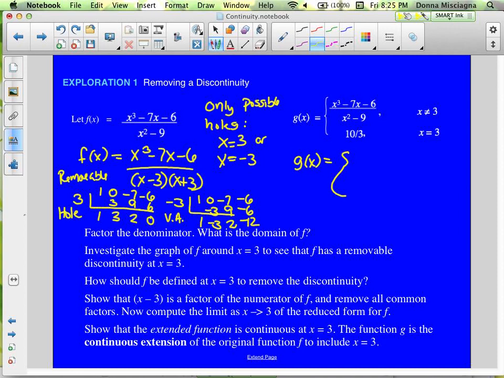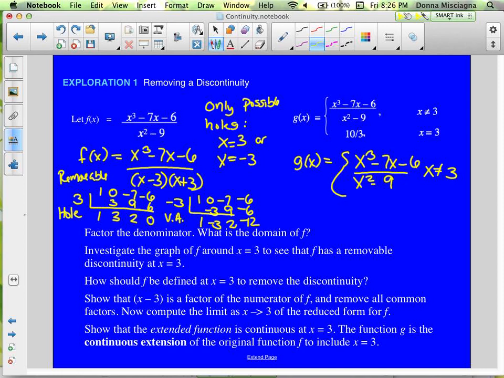Sorry about that. So we're not going to be canceling things out because that will change our original function. The only thing we're changing is that we're adding one new piece to fill in the hole. Matter of fact, that piece is literally a point to fill the hole. So this is just going to stay x cubed minus 7x minus 6, and this is going to stay x squared minus 9. But we're not going to use the hole, so when x is not equal to 3.